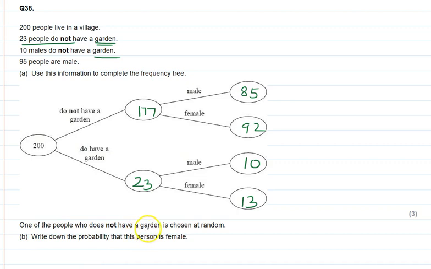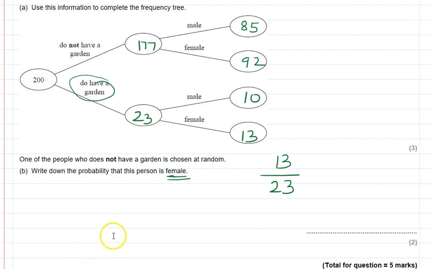Now write down the probability: one of the people who does not have a garden is chosen, and write the probability that this person is female. So for female, here it is 13 out of 23. So this will be 13 out of 23. Next question.